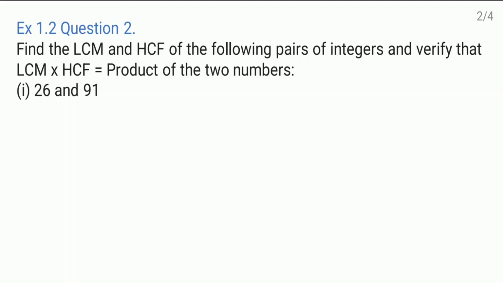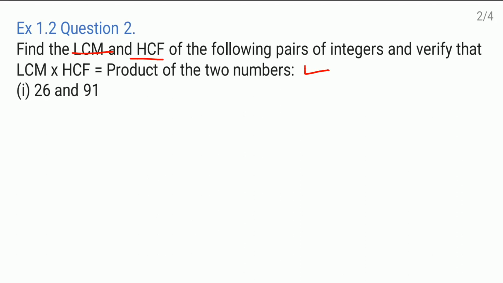This is exercise 1.2 question number 2. Find the LCM and HCF of the following pair of integers and verify that LCM into HCF equals the product of two numbers. First, let us see 26 and 91.